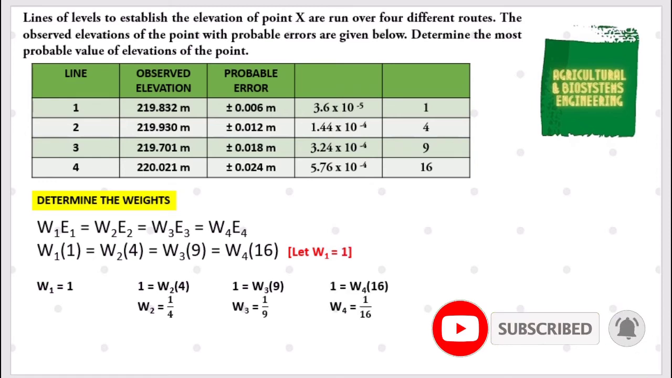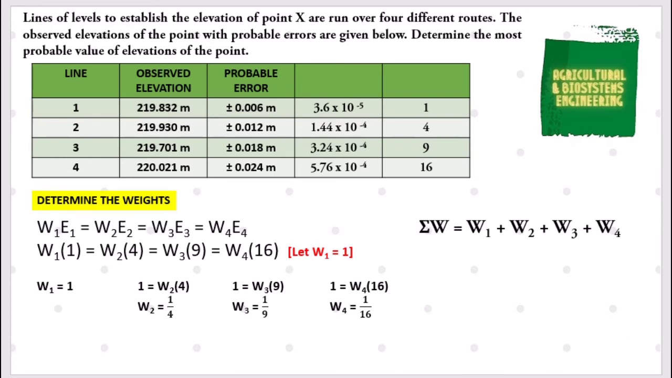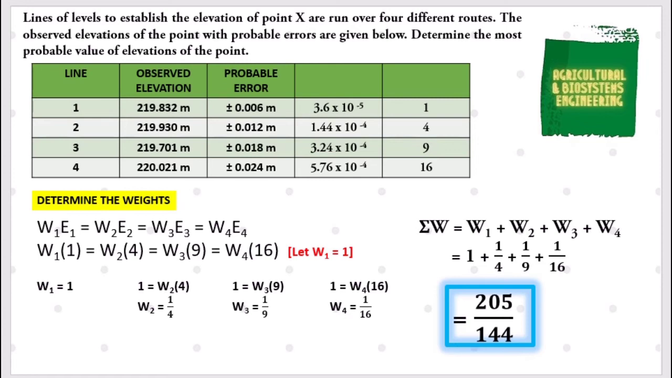Finally, we must get the sum of the weights. We just simply add all of them. And we have 1, which is our value for weight 1, added to 1/4, added to 1 all over 9, added to 1 all over 16. We simply solve and the answer is 205 all over 144. That is now the value for our total weight. We will use this later on, as we get our final answer.